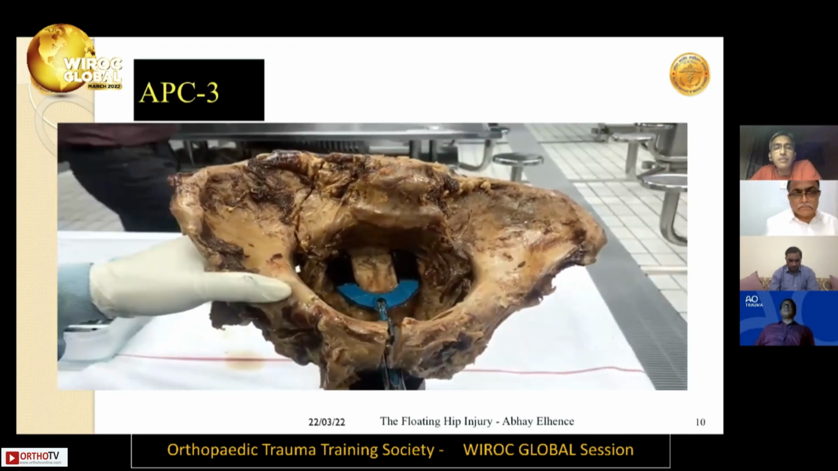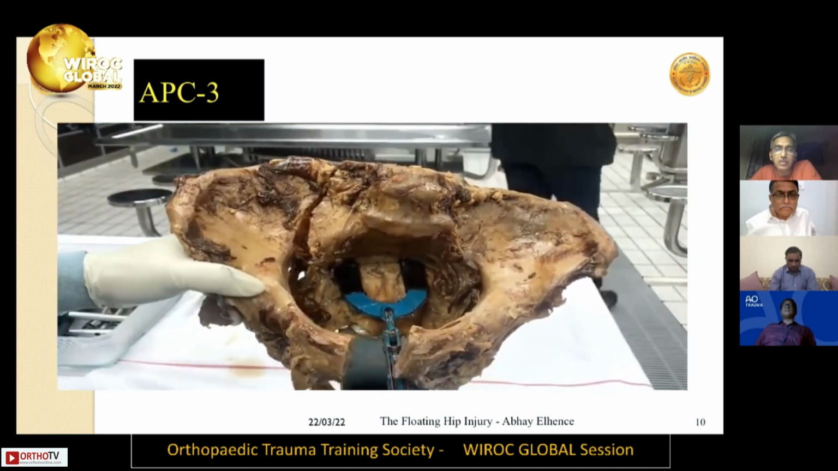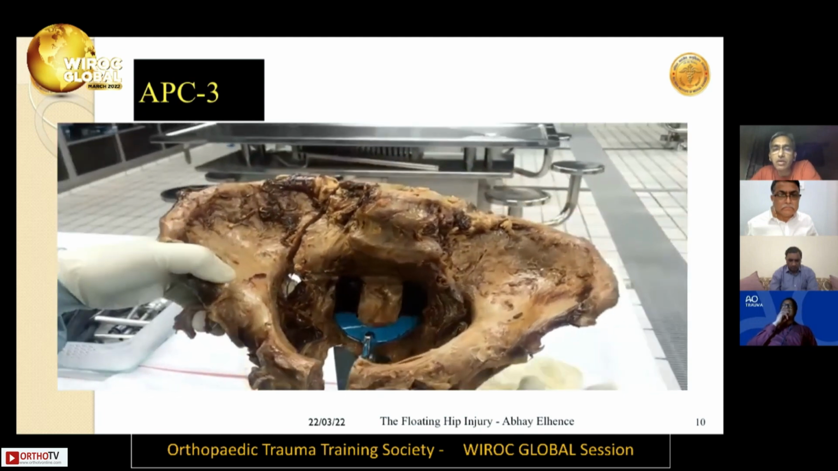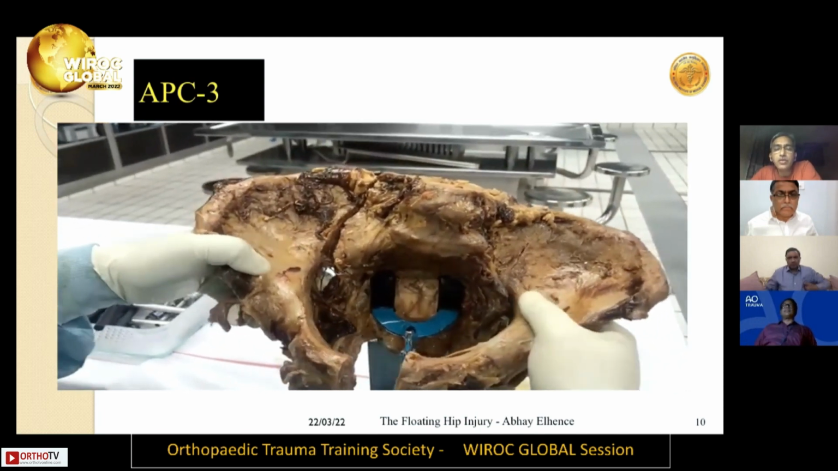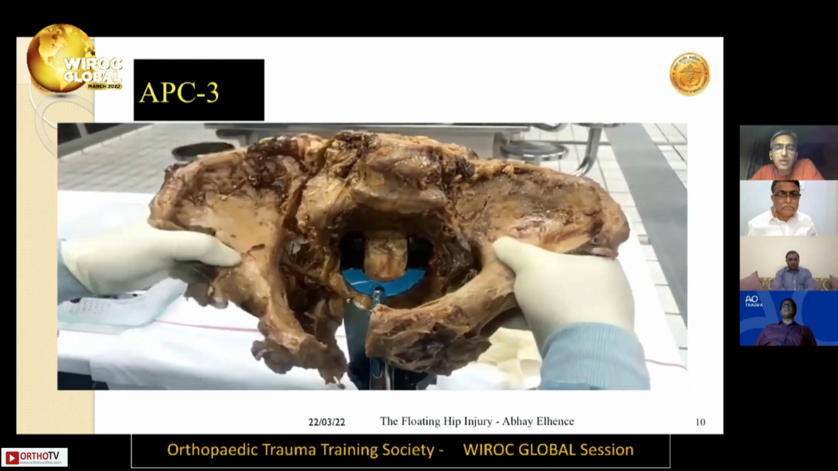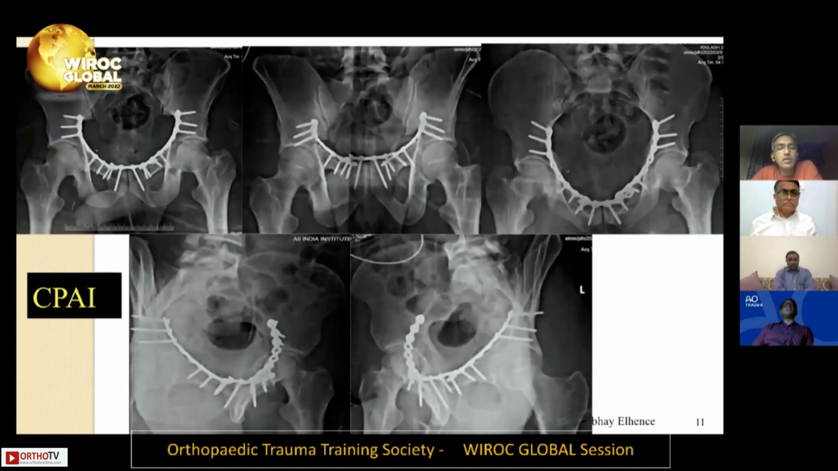And then you have the APC. And what is important to understand is what is an APC. So when there is a force which comes from either anterior to posterior or posterior to anterior, it will cause an opening of the pelvis. And this opening of the pelvis causes damage to the posterior venous plexuses in the ring and damage to the posterior SI joint and the iliolumbar ligaments, and thereby causes instability, which will cause a hemodynamically unstable patient.